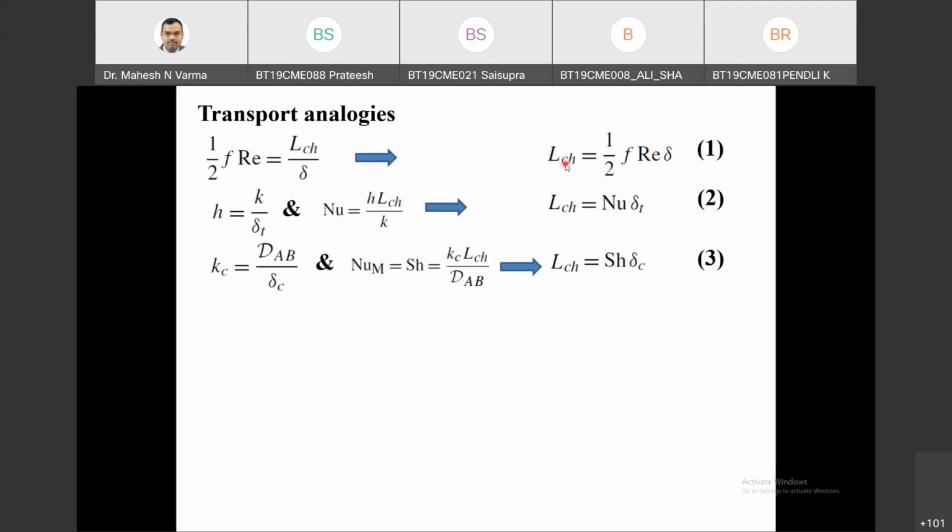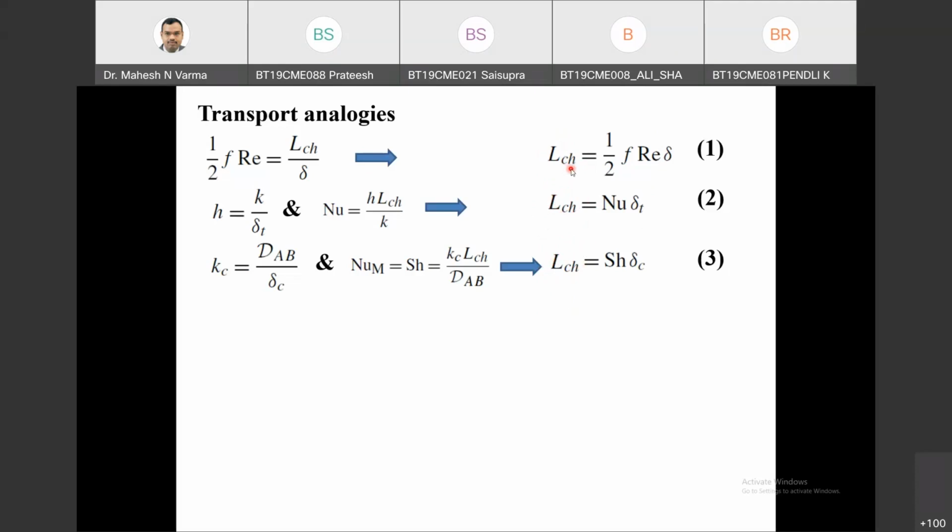Okay, characteristic length from momentum transfer boundary layer thickness. This is also characteristic length from momentum transfer boundary layer thickness. This is also characteristic length, from heat transfer boundary layer theory. Okay, this is from mass transfer observation. Okay, this is momentum transfer, this is heat transfer, and this is mass transfer. So everything is characteristic length.